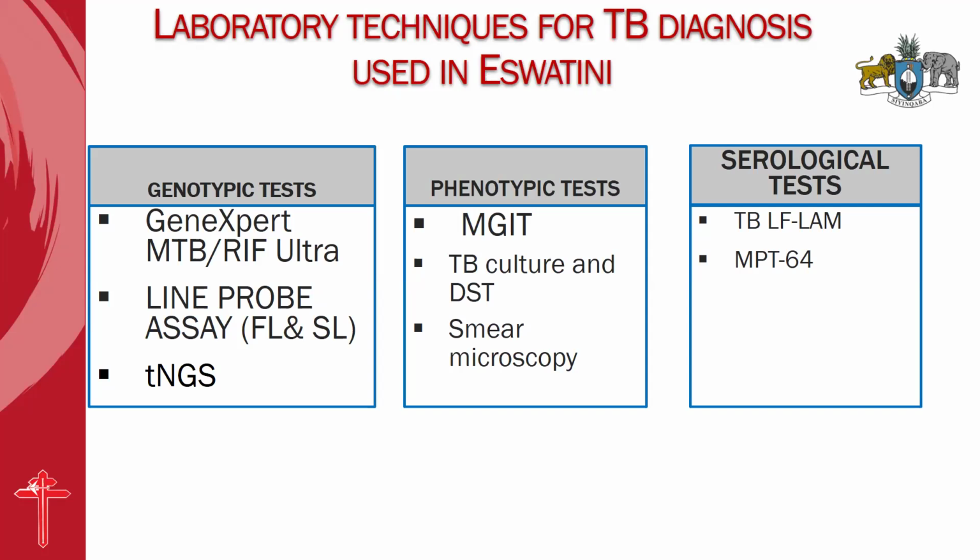So basically, these are molecular tests. Then the phenotypic tests: the Mycobacterium growth indicator tube, which is the MGIT, with the TB culture, and the phenotypic DST, which has first line and second line, with the smear microscopy. Then under serological tests, we have the TB LF-LAM, and then we have the MPT64.